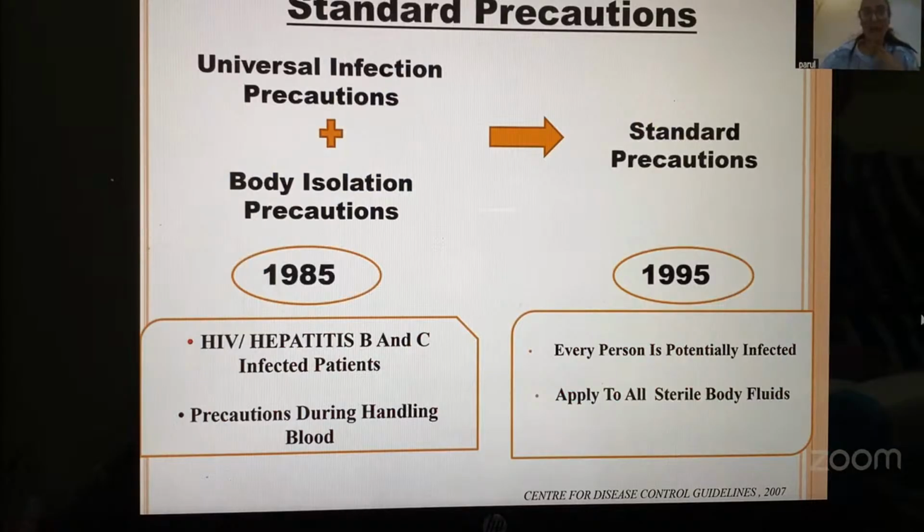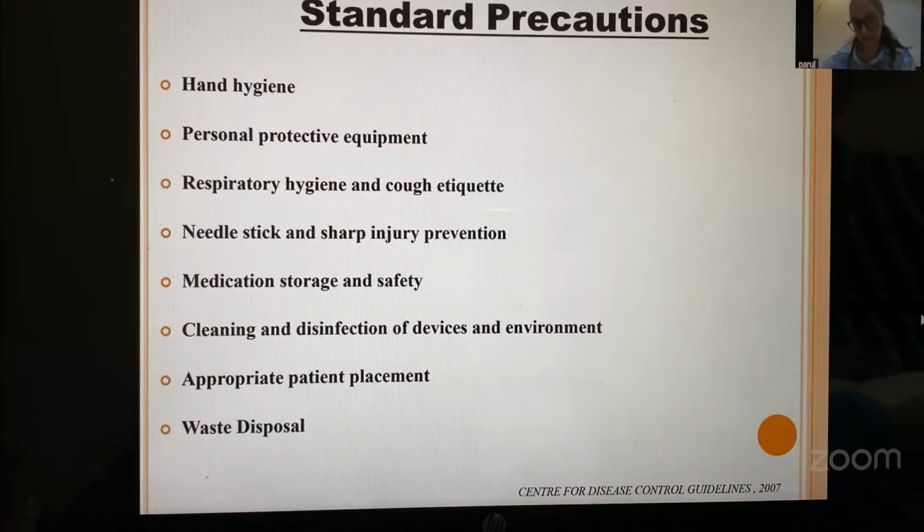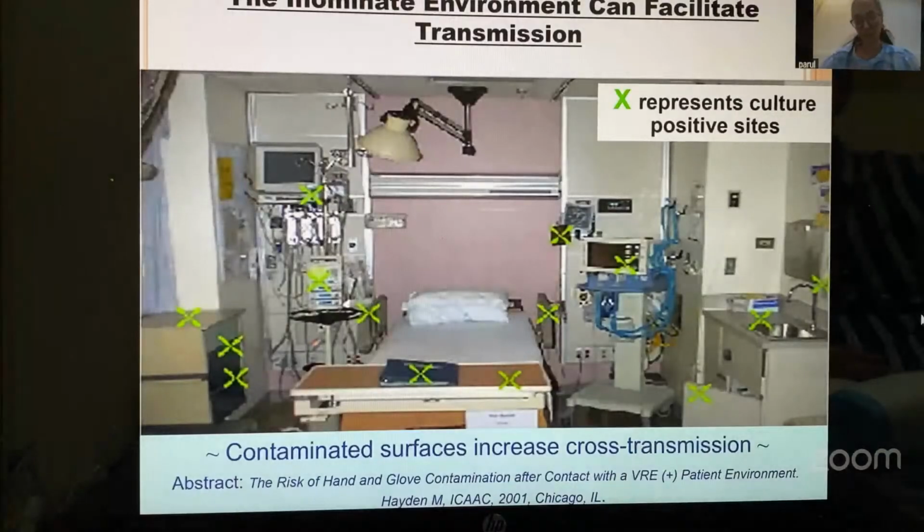We have universal infection precautions plus body isolation, which started in 1985, and we have moved on to something called standard precautions, which includes hand hygiene, personal protective equipment, respiratory hygiene and cough etiquette, needle stick and sharp injury prevention, storing our medication with safety, cleaning and disinfecting devices, placing the patient appropriately with appropriate cohorting, and waste disposal at the proper time. The entire standard precautions would need us to go into details of all of these, but we'll discuss the most important things from the MDR point of view.